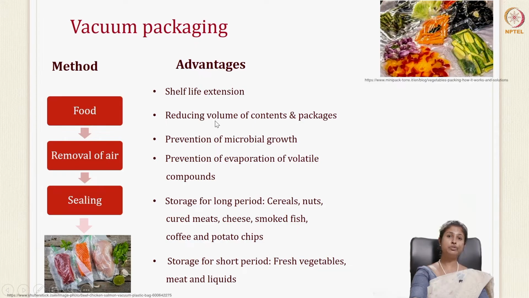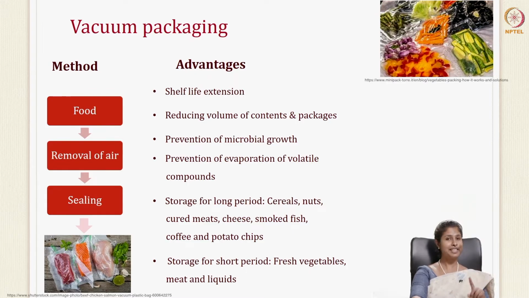Number 2, it reduces the volume. Something that is bulky, once you remove the air inside it, shrinks to get the shape of the product. So the volume that each product occupies within the package is drastically reduced. And this again helps in the shipment process because it reduces the cost. It prevents microbial growth, as we already discussed, because there's less oxygen.